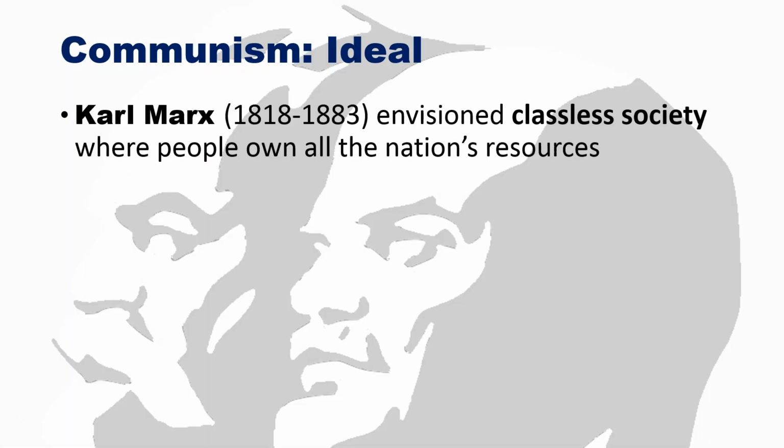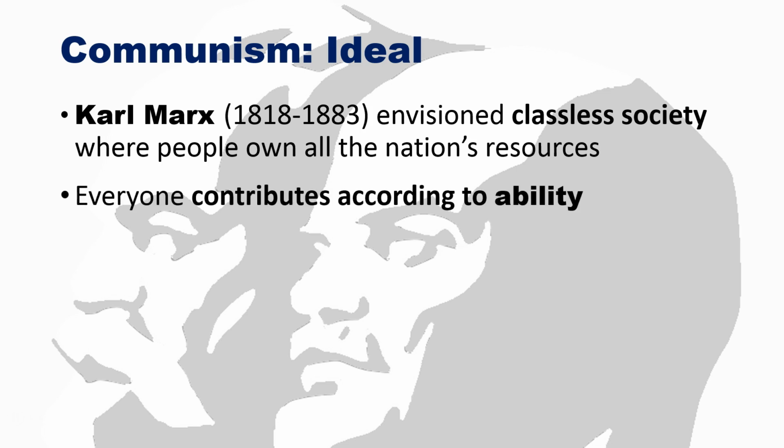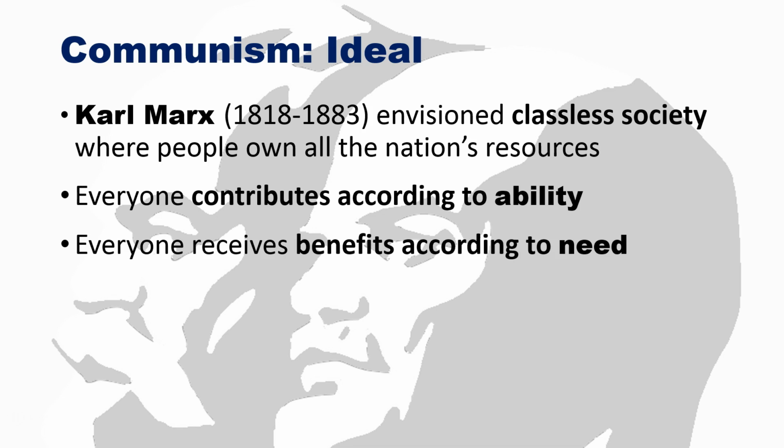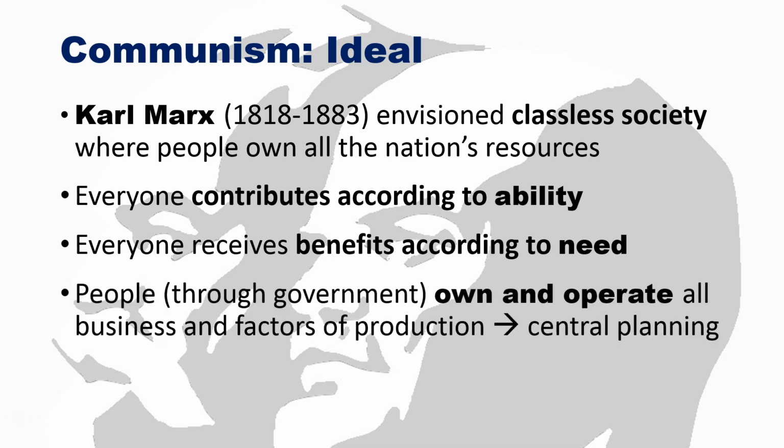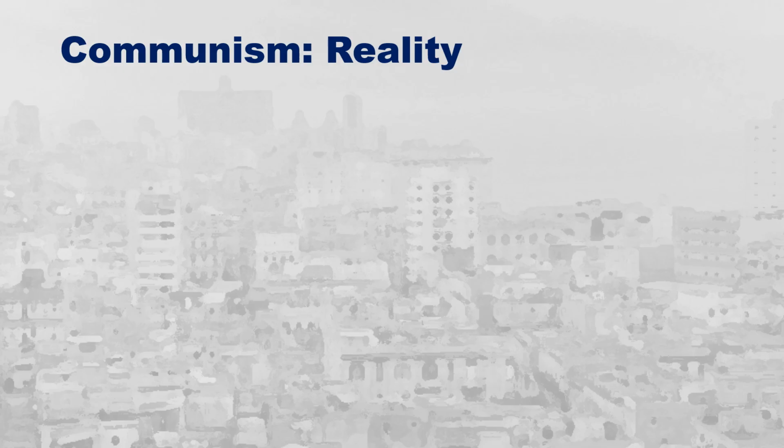Let's talk about the ideal communism real quick. Karl Marx was attributed to this, and he basically envisioned a classless society where people own all of the nation's resources, where everyone contributes according to their ability and receives benefits according to need. That's the central premise of communism. People, through government, own and operate all business and factors of production, and that is centrally planned.